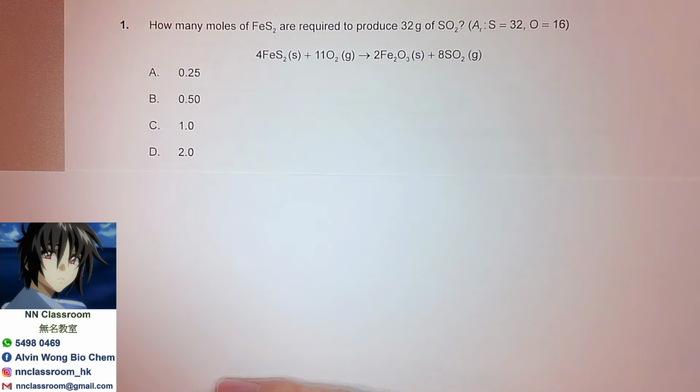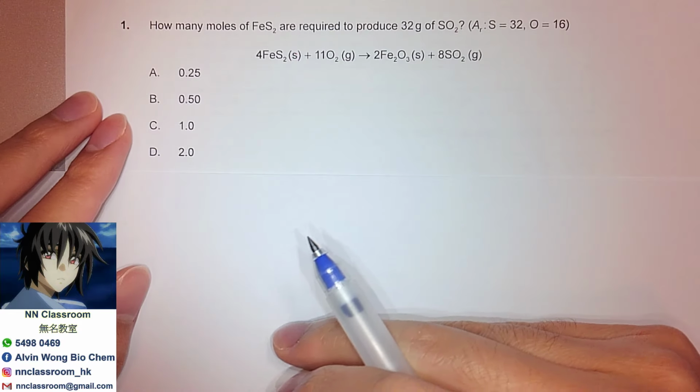Today I'd like to share with you a past paper question extracted from 2018 Time Zone 0 in November. So that is question number 1, something dealing with mole calculation, a standard class of question asking for mole calculation.